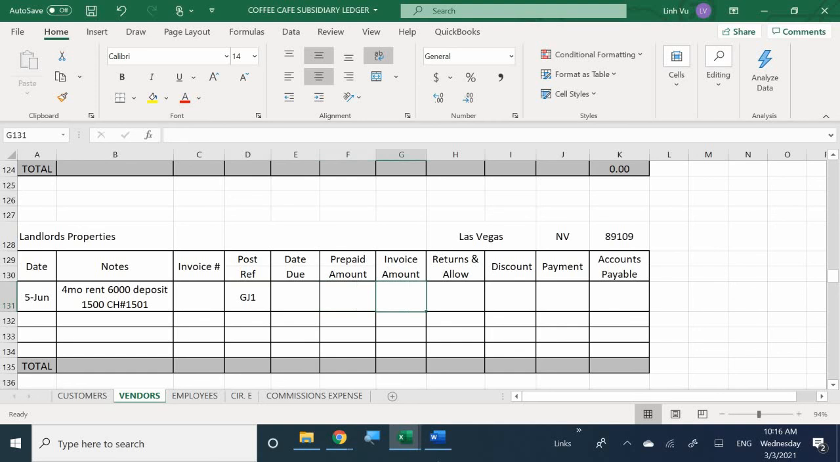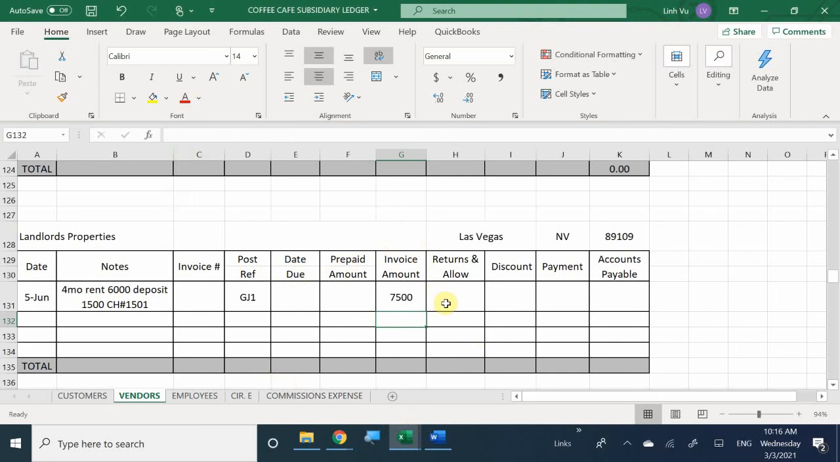They charged me a total of $7,500, right? And I listed the amounts here, right? I paid 4 months in advance of rent for $6,000, and I also made a deposit for $1,500. So therefore, the bill that they charged me from Landlord Properties was in fact for the $7,500.